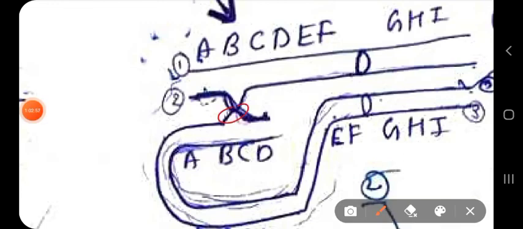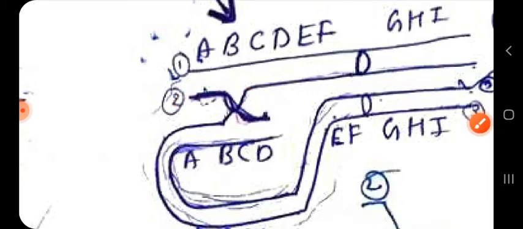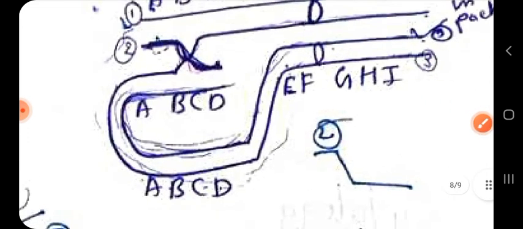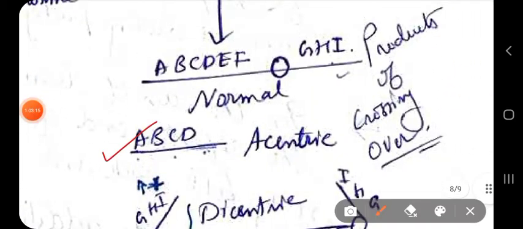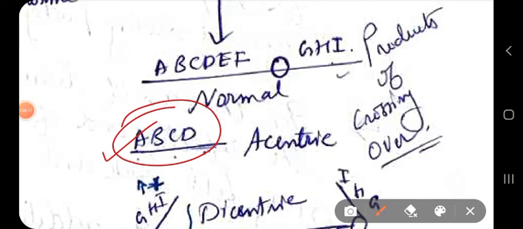How is it acentric? See, from this point crossing over has occurred, so the second chromosome will have A B C D, A B C D. So no centromere is involved. This chromosome will have no centromere, and it eventually will be lost during the cell division process. So you can see the second one has only A B C D, an acentric chromosome.